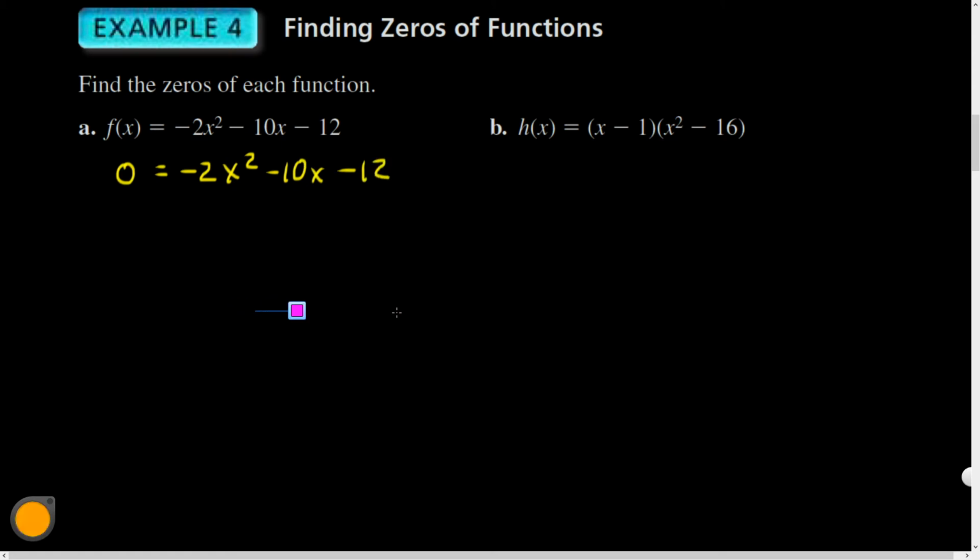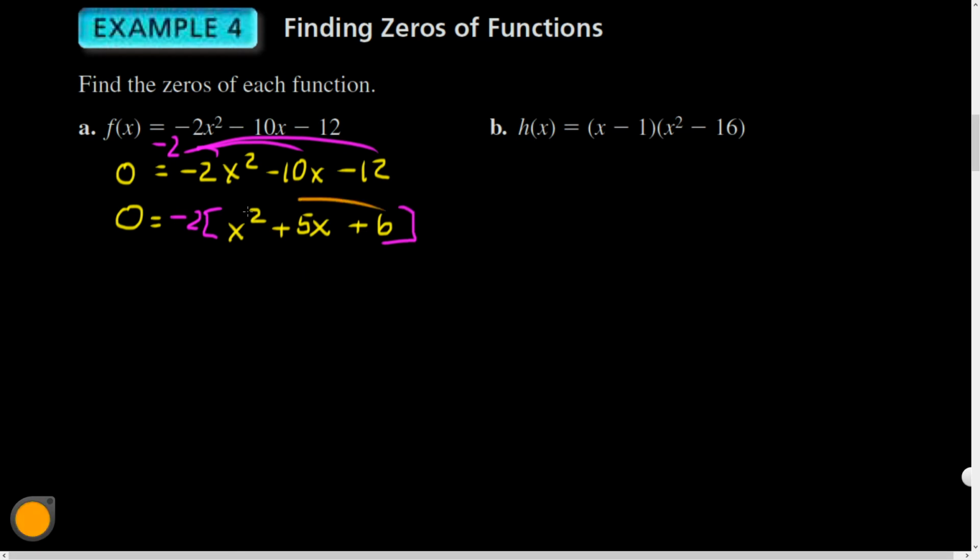If I'm factoring this, I'm tempted to jump right into the AC method here, except my first move should always be to check for the greatest common factor. So I'll steal a negative 2 from every term, leaving me x squared plus 5x, because negative 2 times 5 is negative 10, and negative 2 times 6 would give me the negative 12, so that's a positive 6. Remember, this is still an equation, so I've got to still have that equal sign there. I can't just forget to write it.